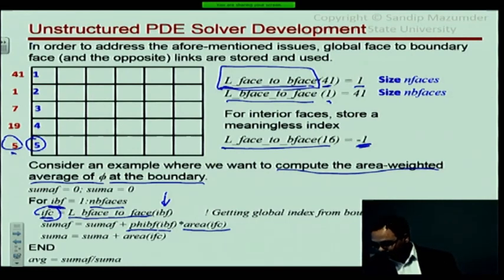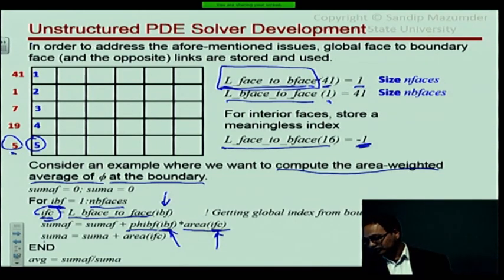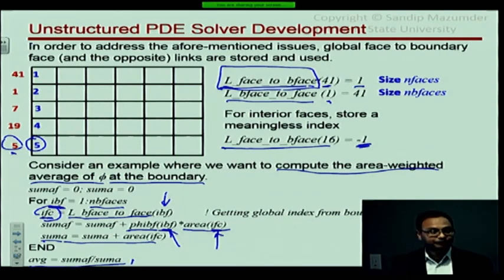So this index here uses the boundary face index, and this index here uses the global face index. Area uses the global face index, and phi at the boundary uses just the boundary face index. It's mixing the two, depending on what is needed where, because area is needed everywhere in my finite volume formulation, but the boundary value is not needed everywhere. So you sum it up and then take the average in the end. Any questions on that?